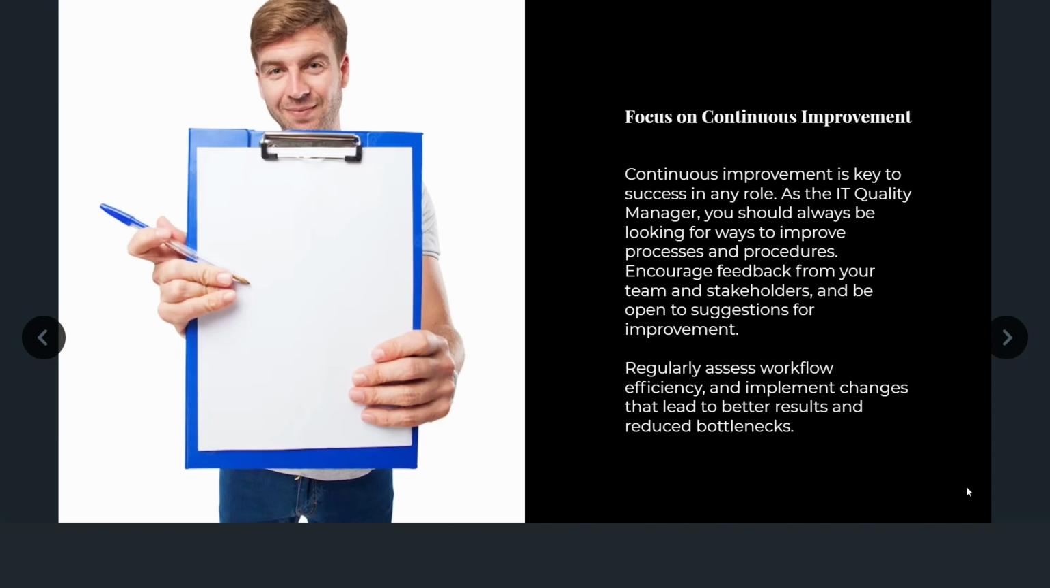Encourage feedback from your team and stakeholders and be open to suggestions for improvement, because they've been suffering too and they have a few ideas that they'd like you to get behind. Regularly assess workflow efficiency and implement changes that lead to better results and reduced bottlenecks.